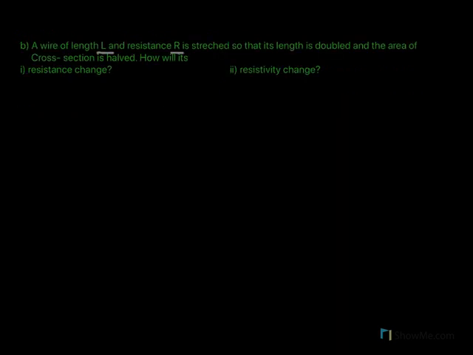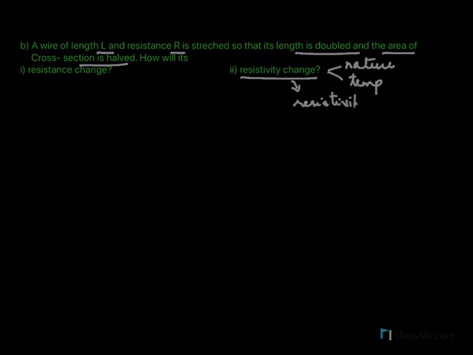A wire of length L and resistance R is stretched to double its length, and the area of cross section is halved. What will be its resistance and what will be its new resistivity? Now, I will answer the new resistivity first. Resistivity depends on two factors, the nature of the material and temperature. When this wire is stretched, there is no change in nature and no change in temperature. So you don't expect the resistivity to change. The resistivity will remain the same, because the material does not change and the temperature does not change.